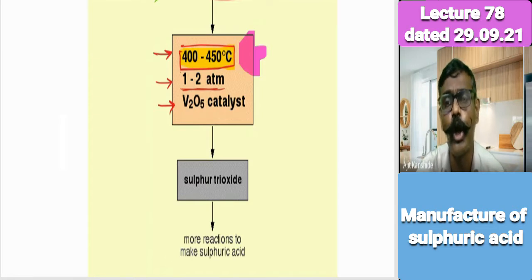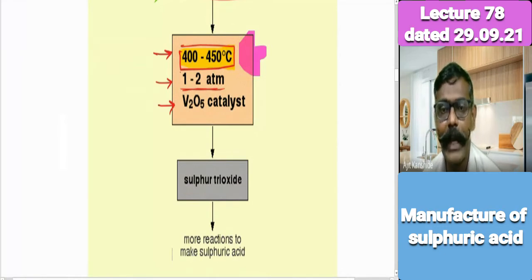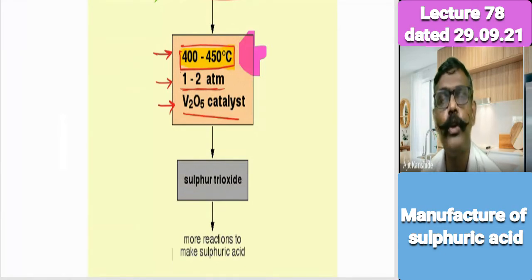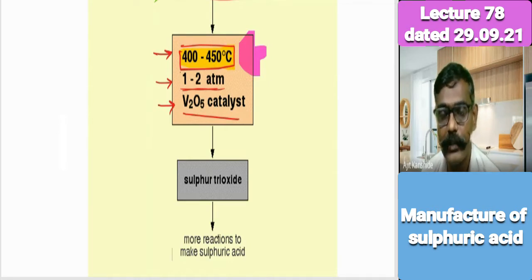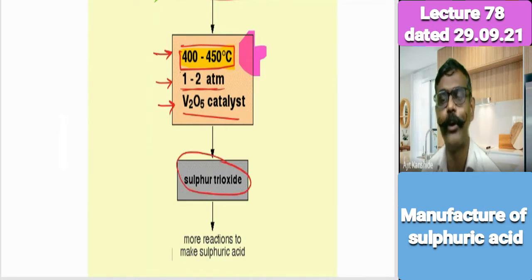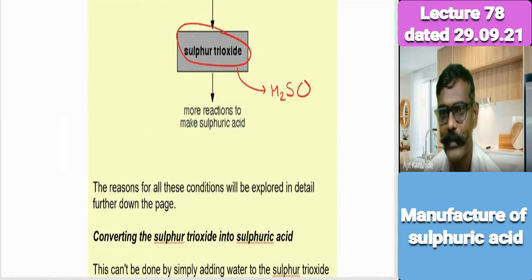So don't go only on the number. 1 to 2 atmospheric pressure is sufficient for this reaction. And the catalyst which is recommended is V2O5 for the combination between SO2 and O2, and that results in sulfur trioxide. And the sulfur trioxide later on gives what? The H2SO4. How it is obtained, I will discuss one by one.